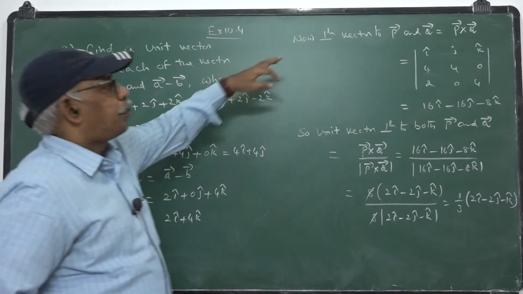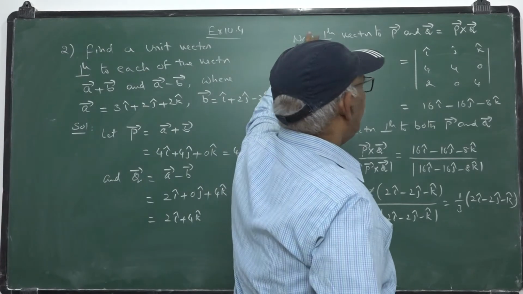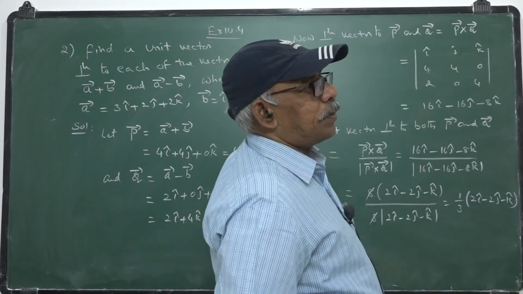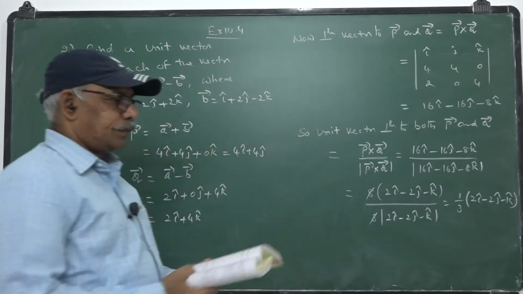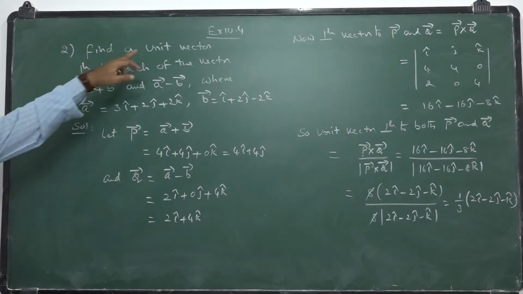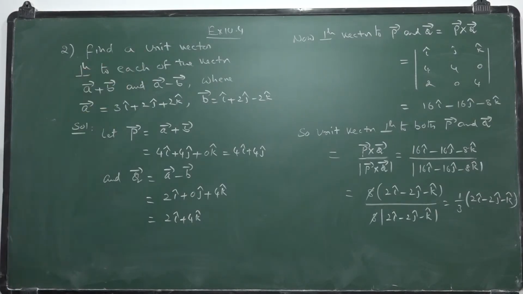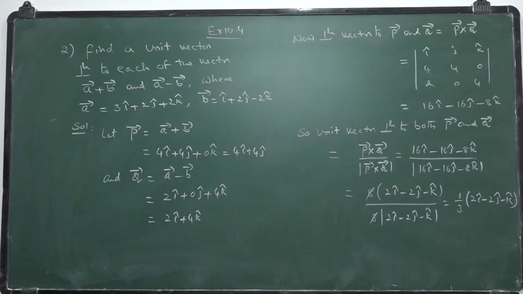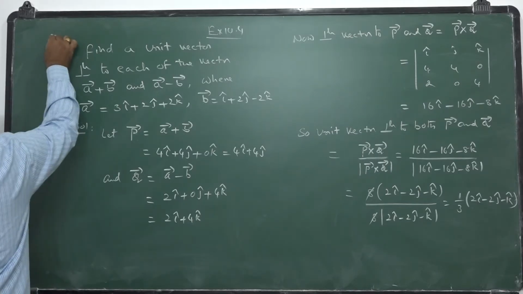This is an important point of the problem. Any vector perpendicular to the given two vectors is obtained by their cross product. Here we are in need of a unit vector perpendicular to each of the vectors, hence I am taking the unit vector in the direction of p bar cross q bar. This is one important question.